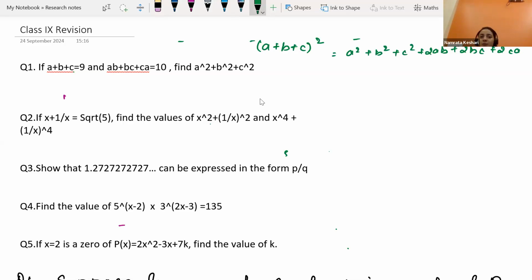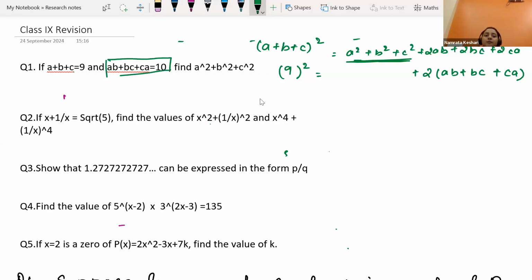Think about it, a plus b plus c is present in this formula. You can put 9 over here. On the other side a square plus b square plus c square is also there, which we want to find, and plus 2ab, bc, ca is there, so you can take out 2 common. It will just become ab and only bc and only ca. In the next step you can put the value of ab plus bc plus ca over this, that is 10. And hence you will be able to find a square plus b square plus c square from there. Okay, let's do the next one.